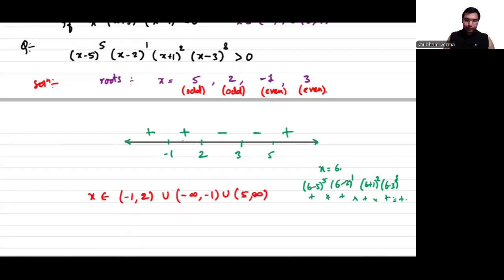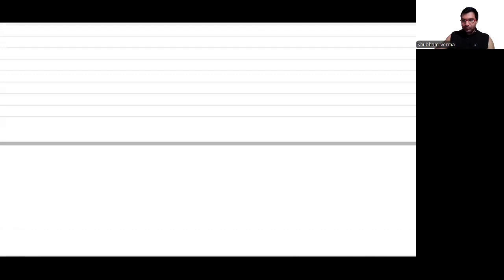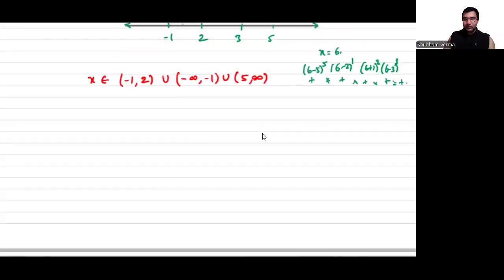Perfect. Okay. So I think this is enough. Now let's move on to the new topic, which is asymptotes. Now let's understand what asymptotes are.